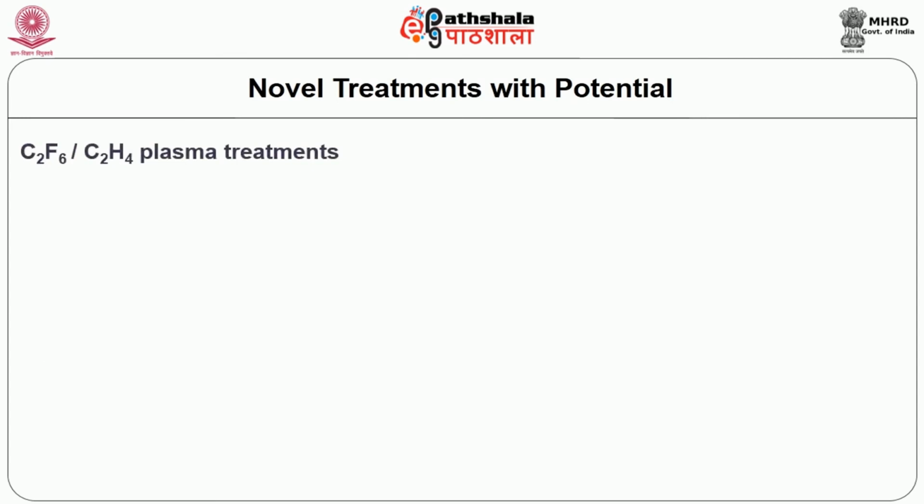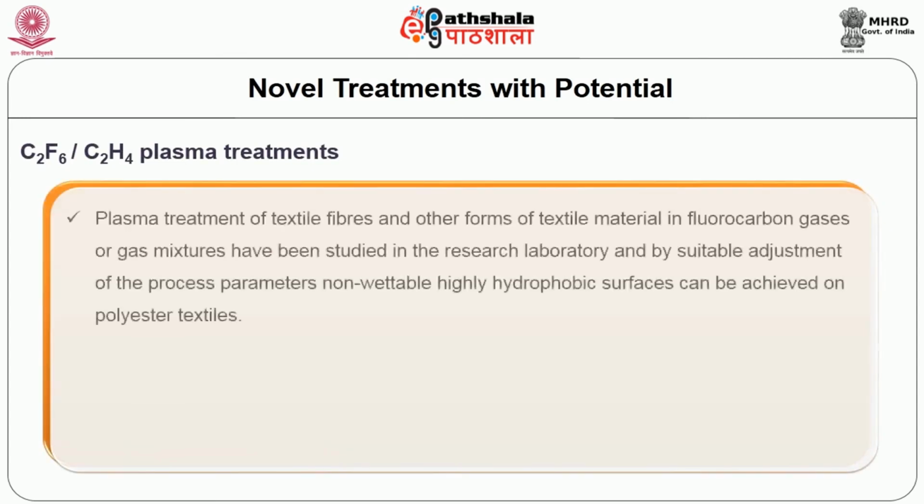The third one is plasma treatments. Plasma treatment of textile fibers and other forms of textile material in fluorocarbon gases or gas mixtures has been studied in the research laboratory, and by suitable adjustment of the process parameters, non-wettable, highly hydrophobic surfaces can be achieved on polyester textiles.